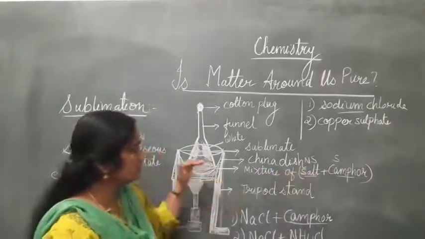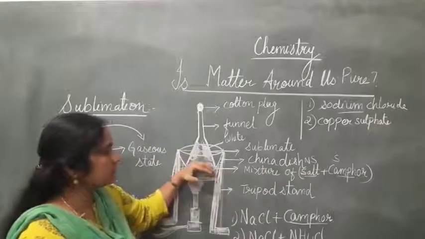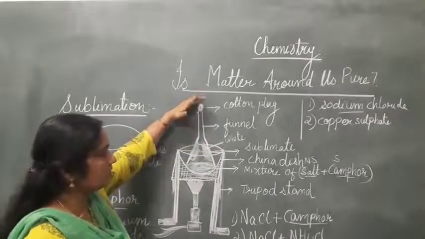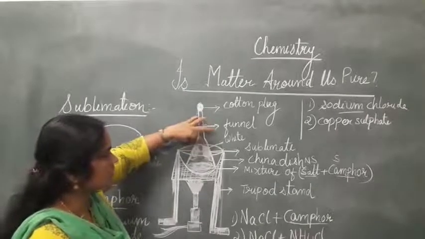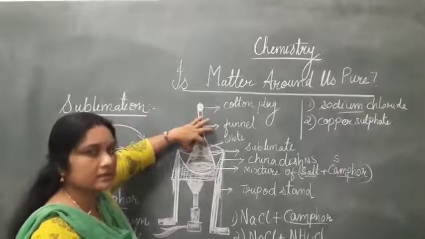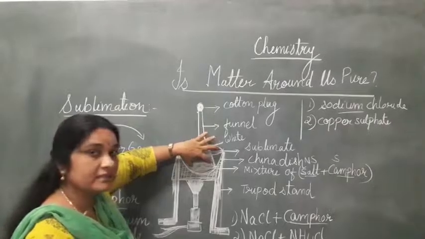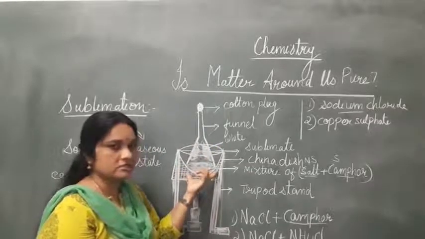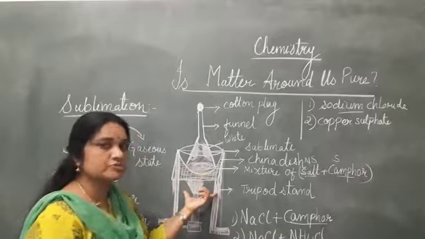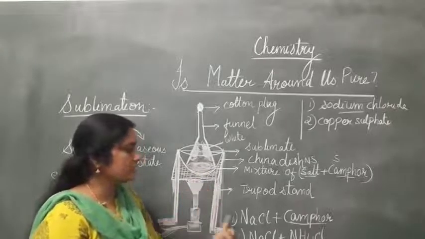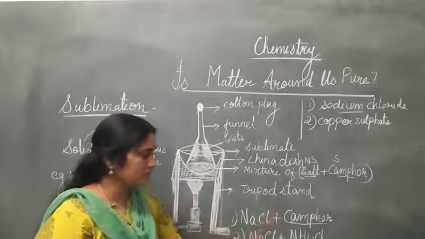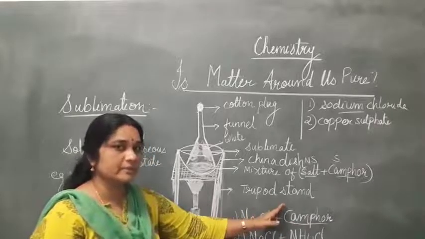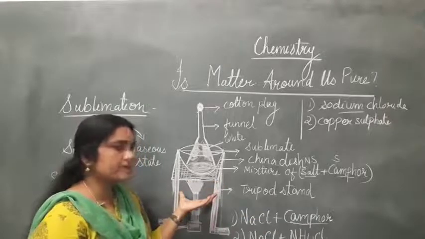So you can see here, when you heat it, the camphor changes directly from this mixture into vapor state and rises up. After cooling, the vapors condense on the inner side of the funnel and are collected. What will be left behind in the China dish? Salt, sodium chloride, will be left behind in the China dish. So this method is very useful for separating mixtures like salt and camphor, salt and ammonium chloride. Any sublimable material from non-sublimable material, you can separate by this method.